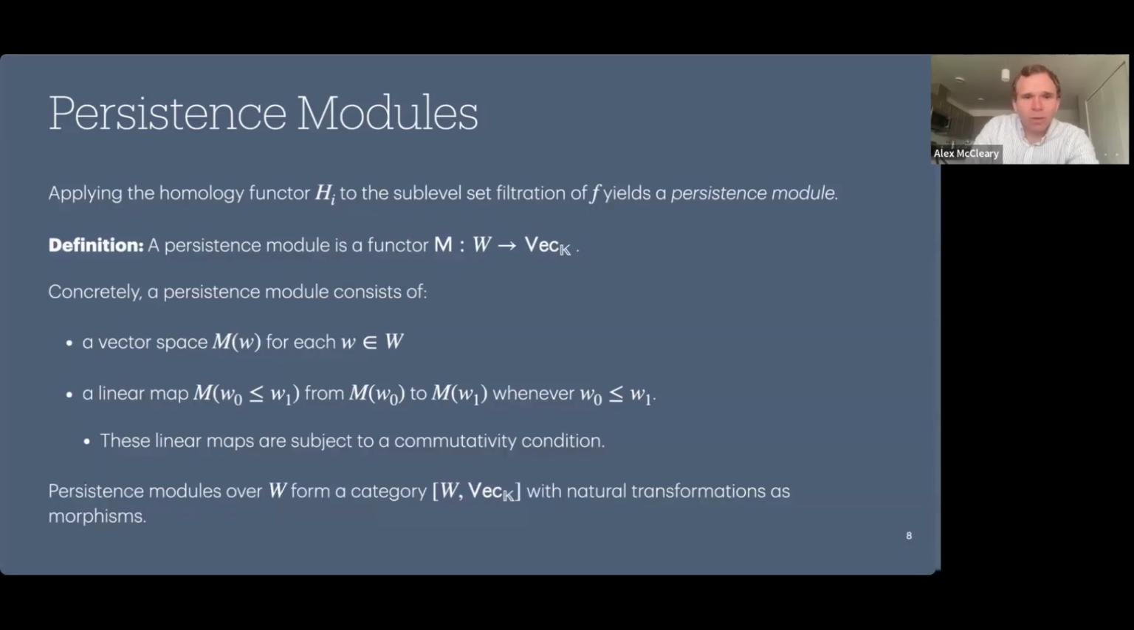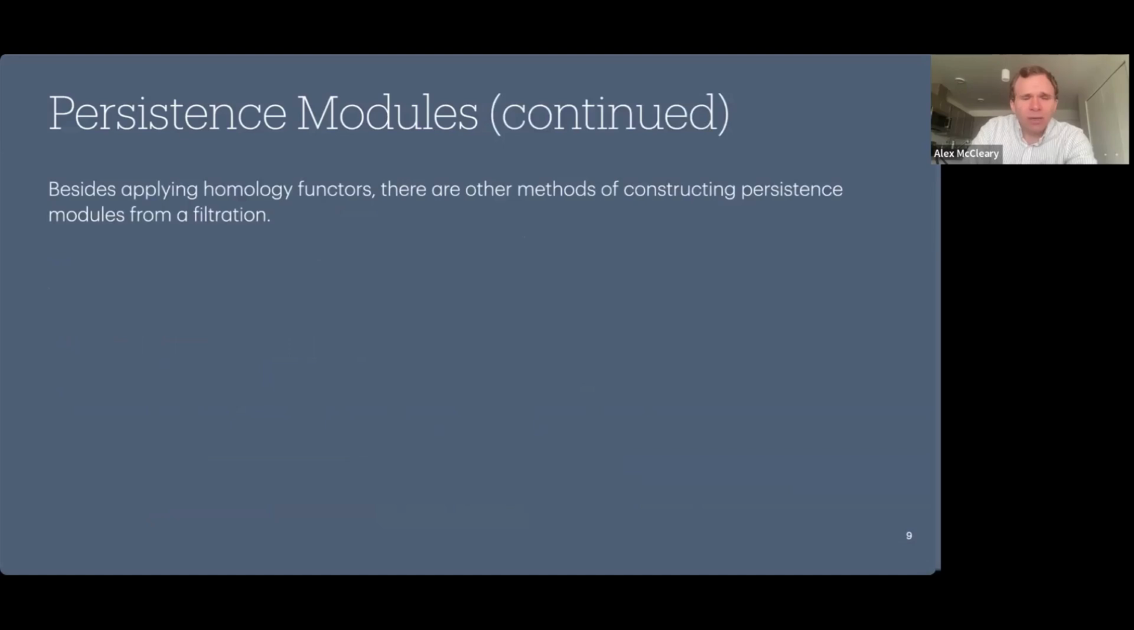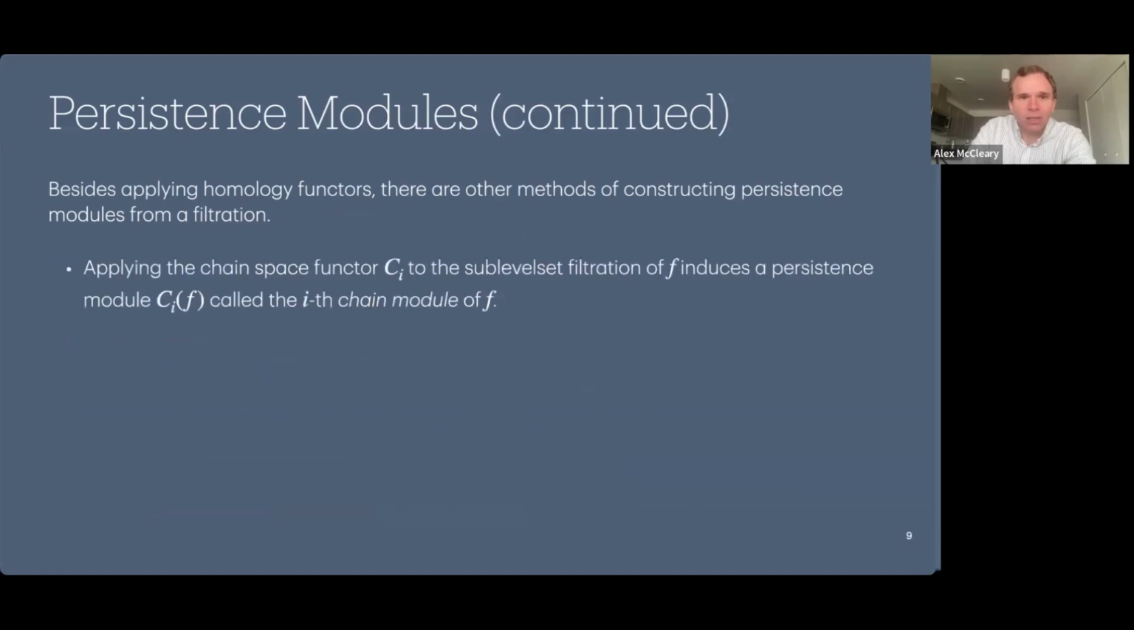And since persistence modules are just functors, they form a functor category where the morphisms are natural transformations. So this gives us a category of persistence modules. But there are other ways of getting a persistence module from a filtration besides applying homology. And actually, these ways will be more interesting to us for our talk than the homology functor.